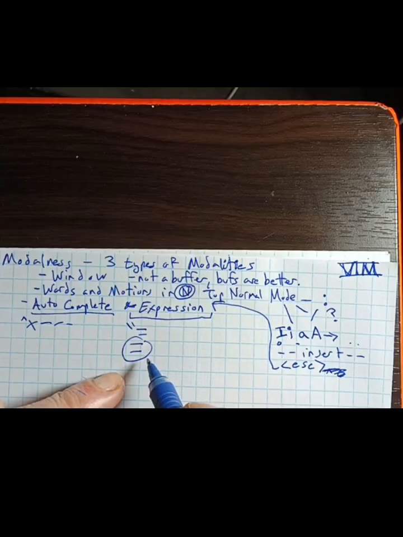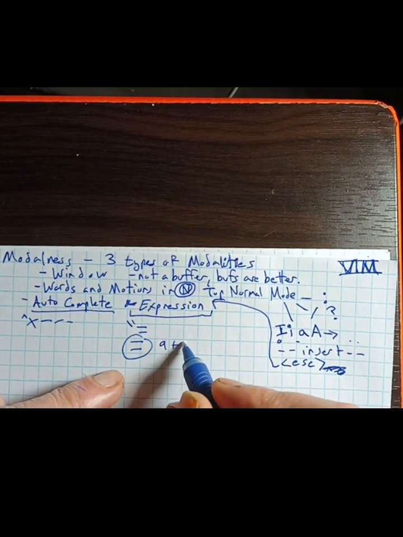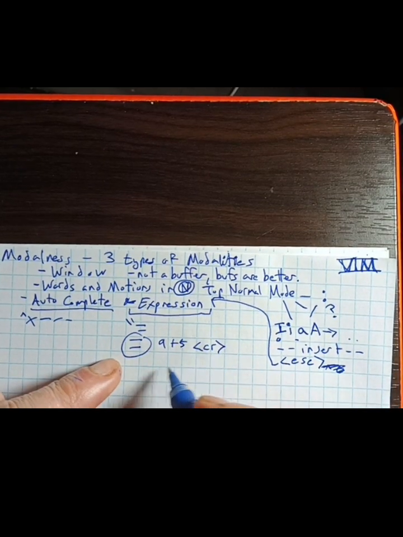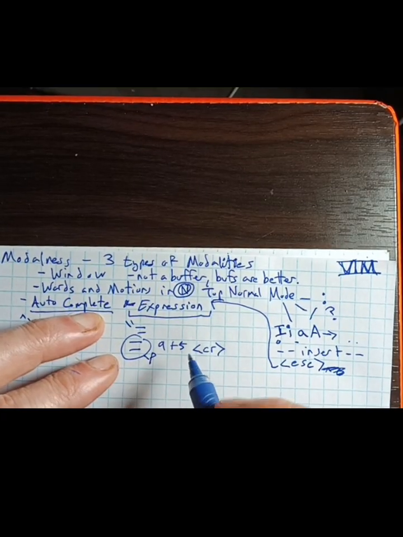Like equals in the lower left of the screen, and you type in your 9 plus 5. You hit return, carriage return, and you pop back up. Well, then you need to give it a command like P or paste afterwards, and it'll push whatever calculation.